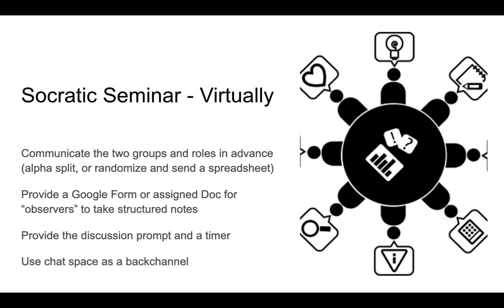Socratic seminar can go virtually. Communicate to the 2 groups of students which group they're in. You could split that alphabetically or randomize it and then send them a spreadsheet of who's in each group. Provide a Google form or an assigned document for observers to be taking structured notes while they're listening. Provide the discussion prompt and a timer, and use chat space as a back channel.